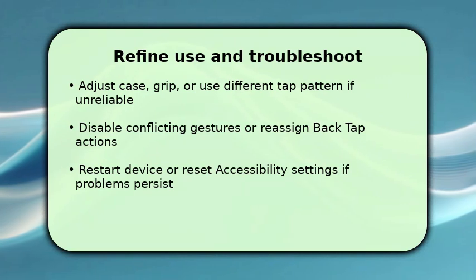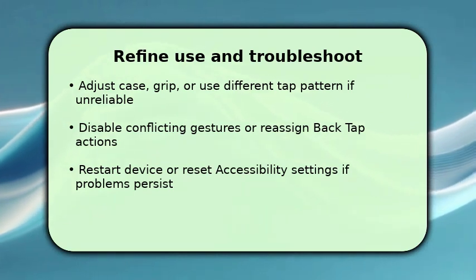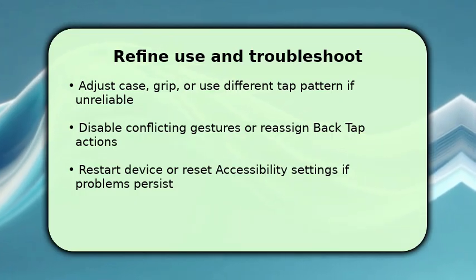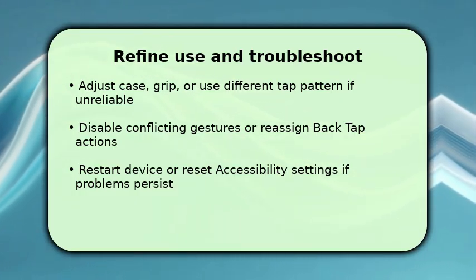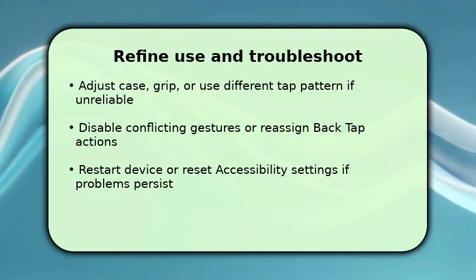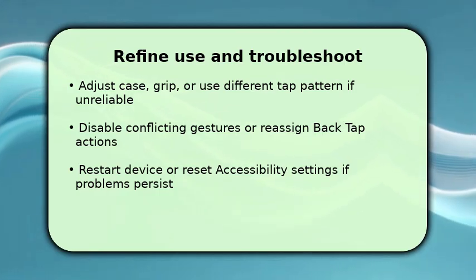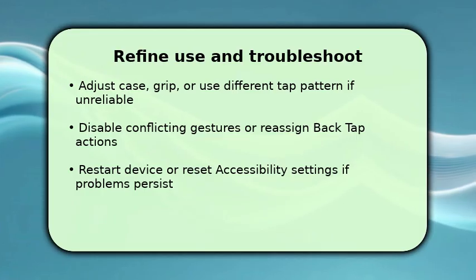Finish by refining how you tap the logo and handling issues. If taps misfire, switch to the other tap option, remove or swap to a thinner case, and practice where to strike. Centered over the logo usually works best. If actions conflict with other gestures, go back to Accessibility and reassign or disable the conflicting control.